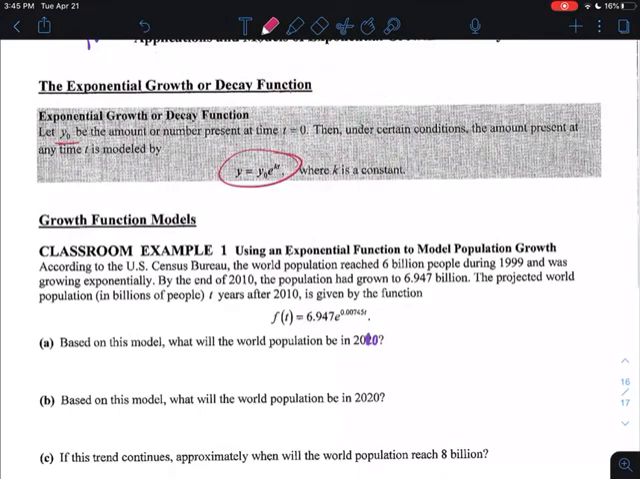Let y sub 0 represent the initial amount. They like to use a subscript. So y sub 0 is the initial amount, the amount or number present at time equals 0. Then it says under certain conditions, the amount present at any time t is modeled by this function. So you have the e, which we've seen before, k is a constant, and t is your time.